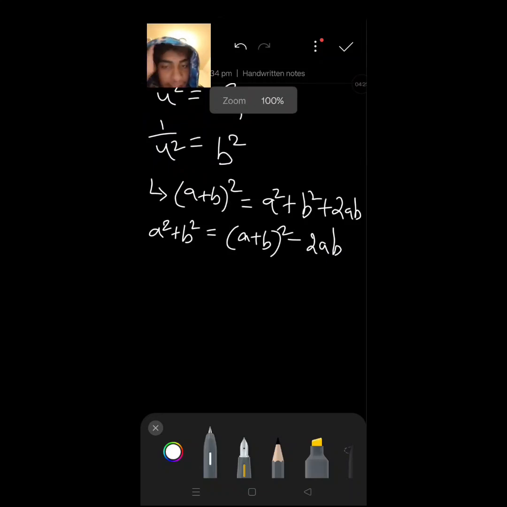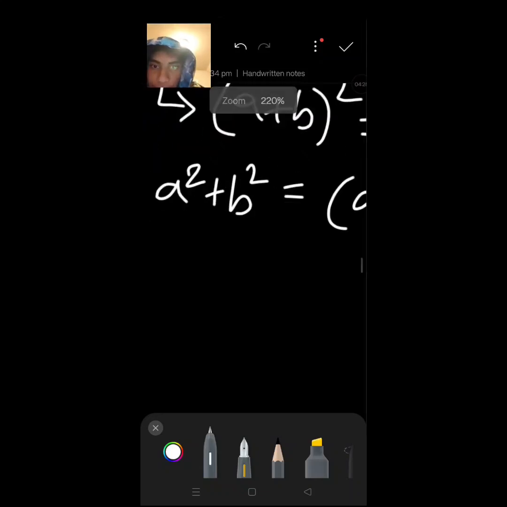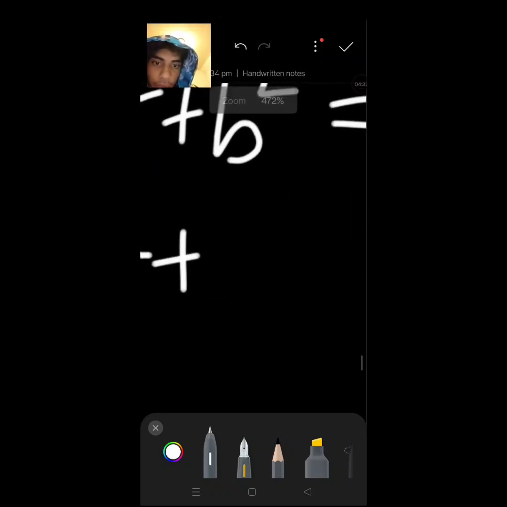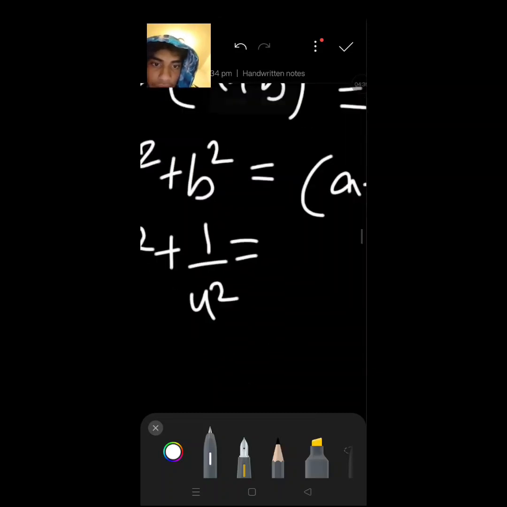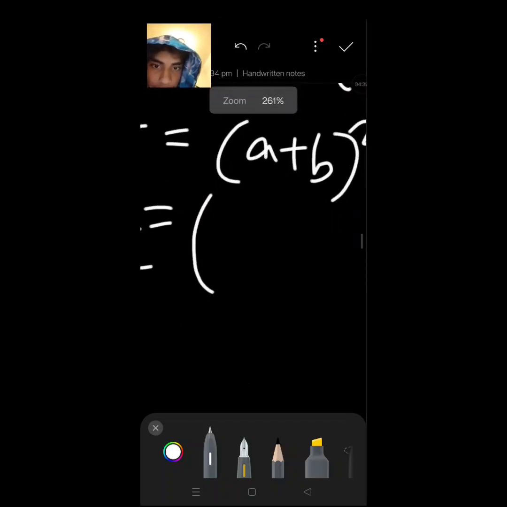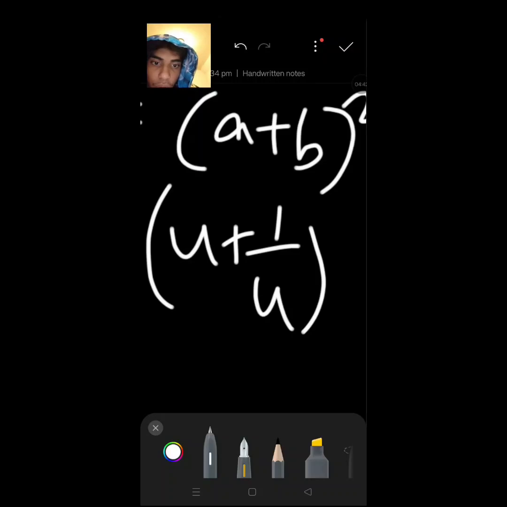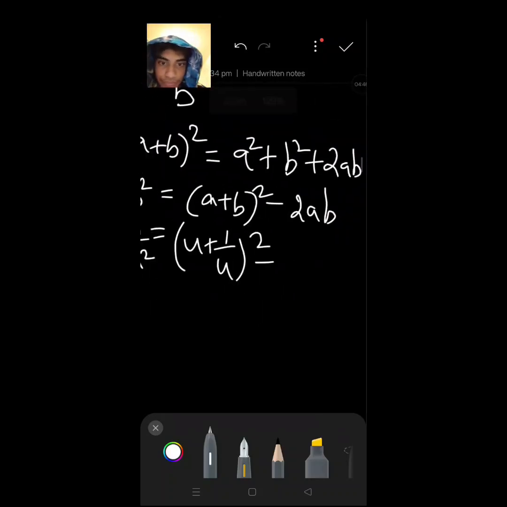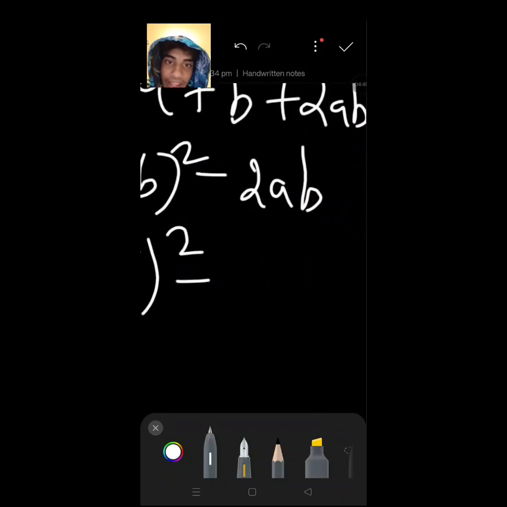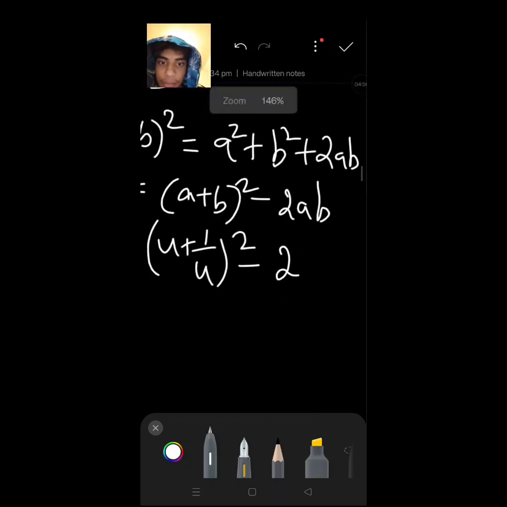We had taken u as a and 1 over u as b. So substitute that in now. U squared plus 1 over u squared. This equates to what ultimately? This equates to u plus 1 over u whole square minus 2, because u into 1 over u, it's 2ab basically. A is u, b is 1 over u. U into 1 over u, u's cancel off. So it's just minus 2.